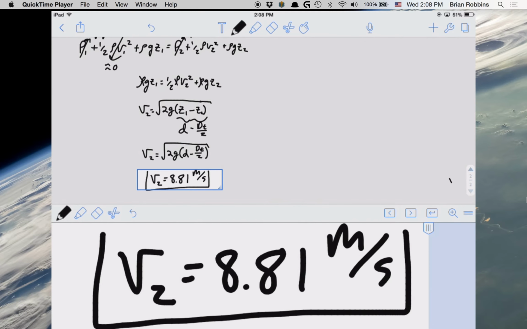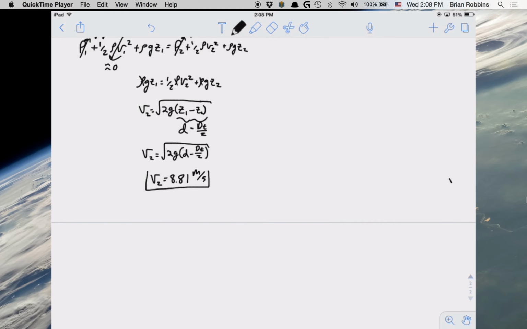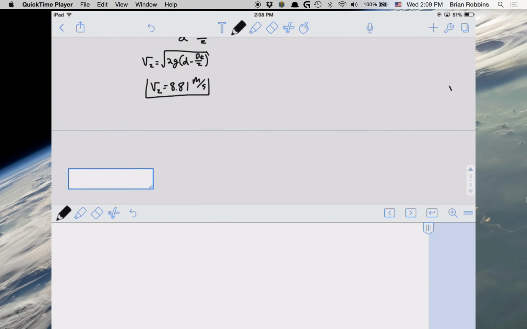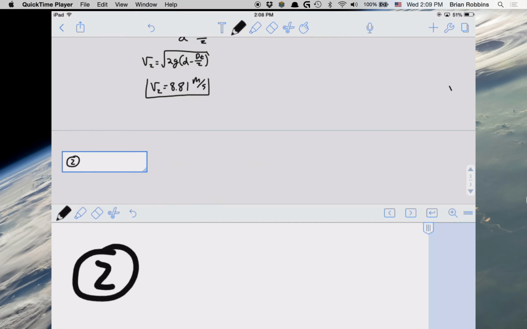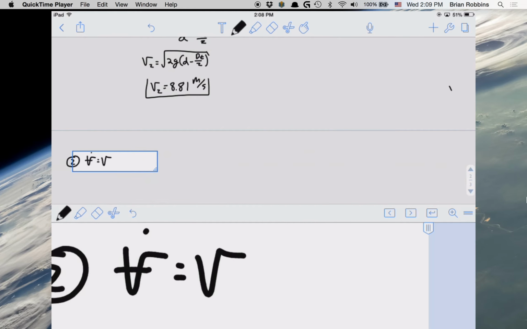So now we know the velocity at our point 2, and now we can go ahead and apply the definition of our volumetric flow rate to find the volumetric flow rate throughout our pipe. So step number 2, V dot is equal to our velocity at 2 times the area at 2. Now just one quick note here.